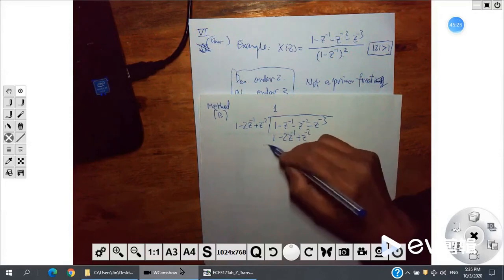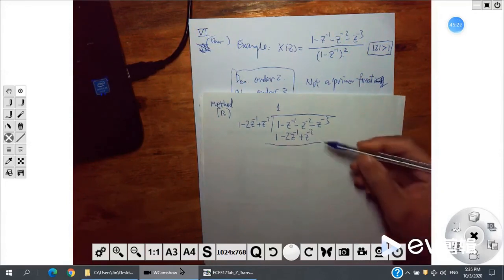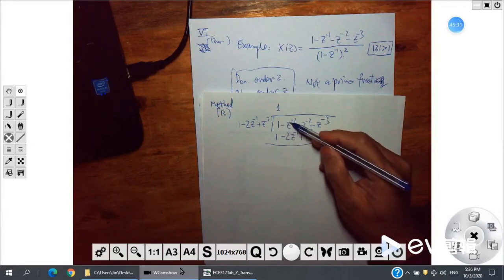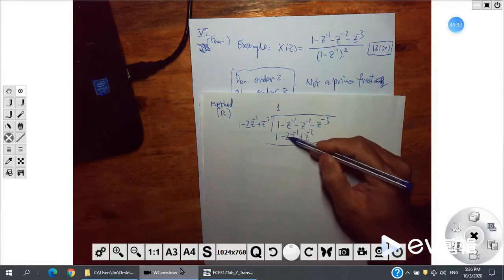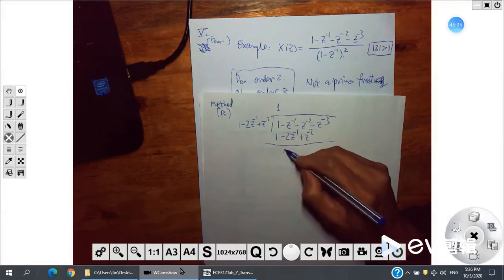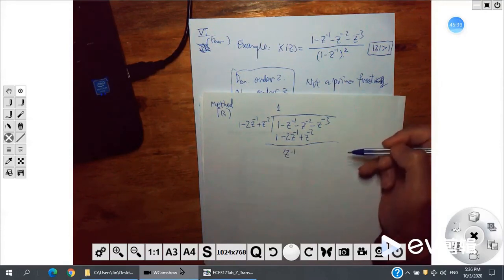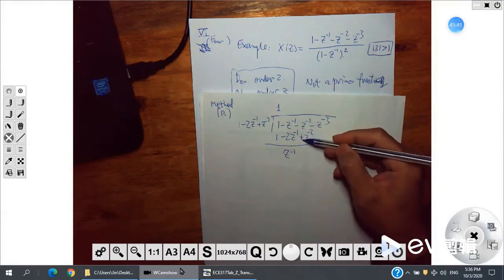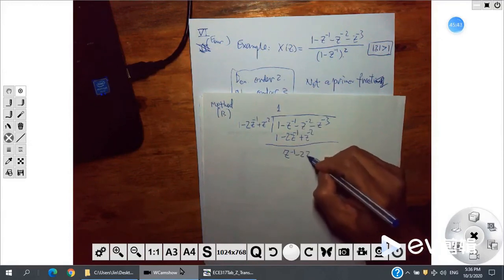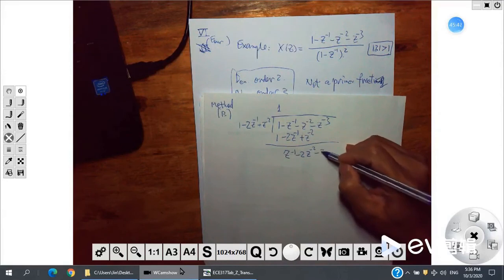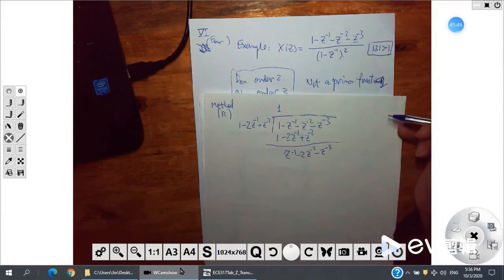Same way, just fraction division, right? So this is negative 1 minus negative 2... I get 1 of z to negative 1. Here's a negative 1 minus a positive 1, so I have negative 2 z to negative 2. And here's still negative z to negative 3, right? Okay.